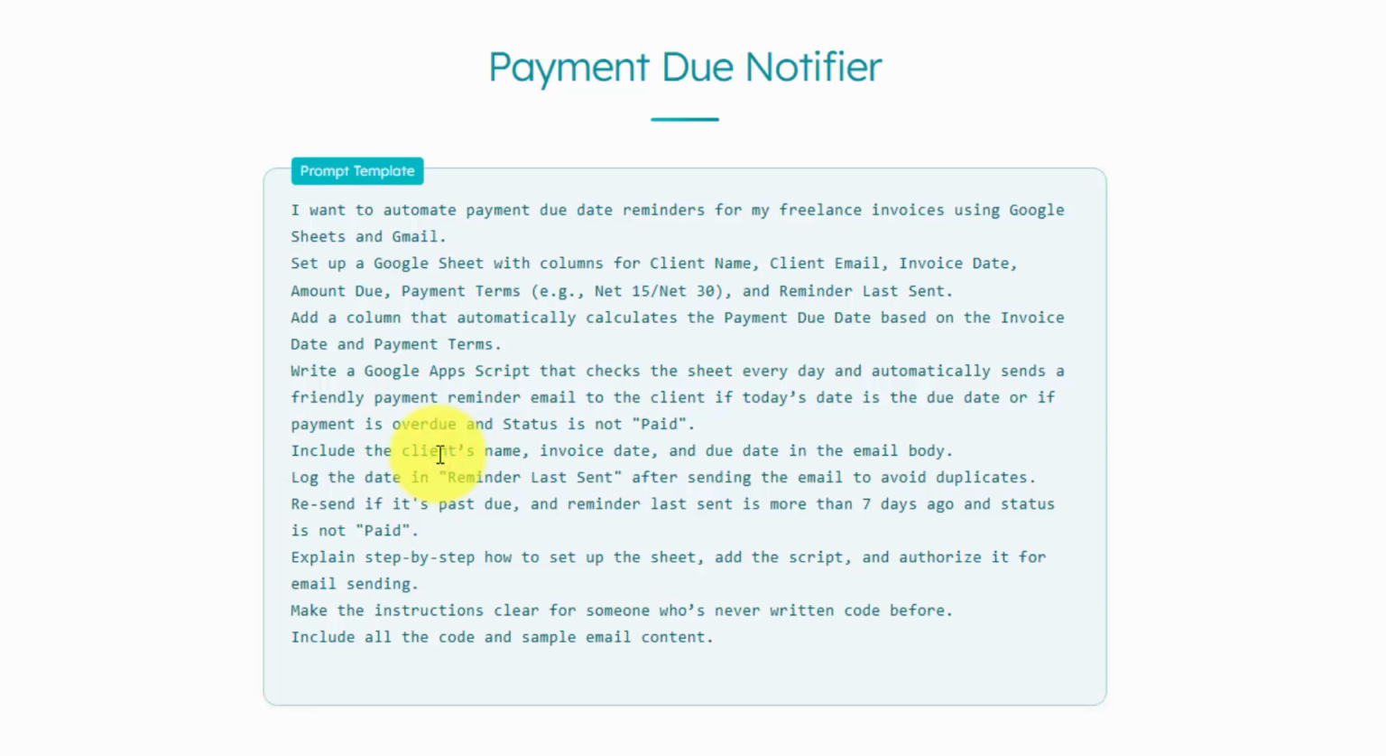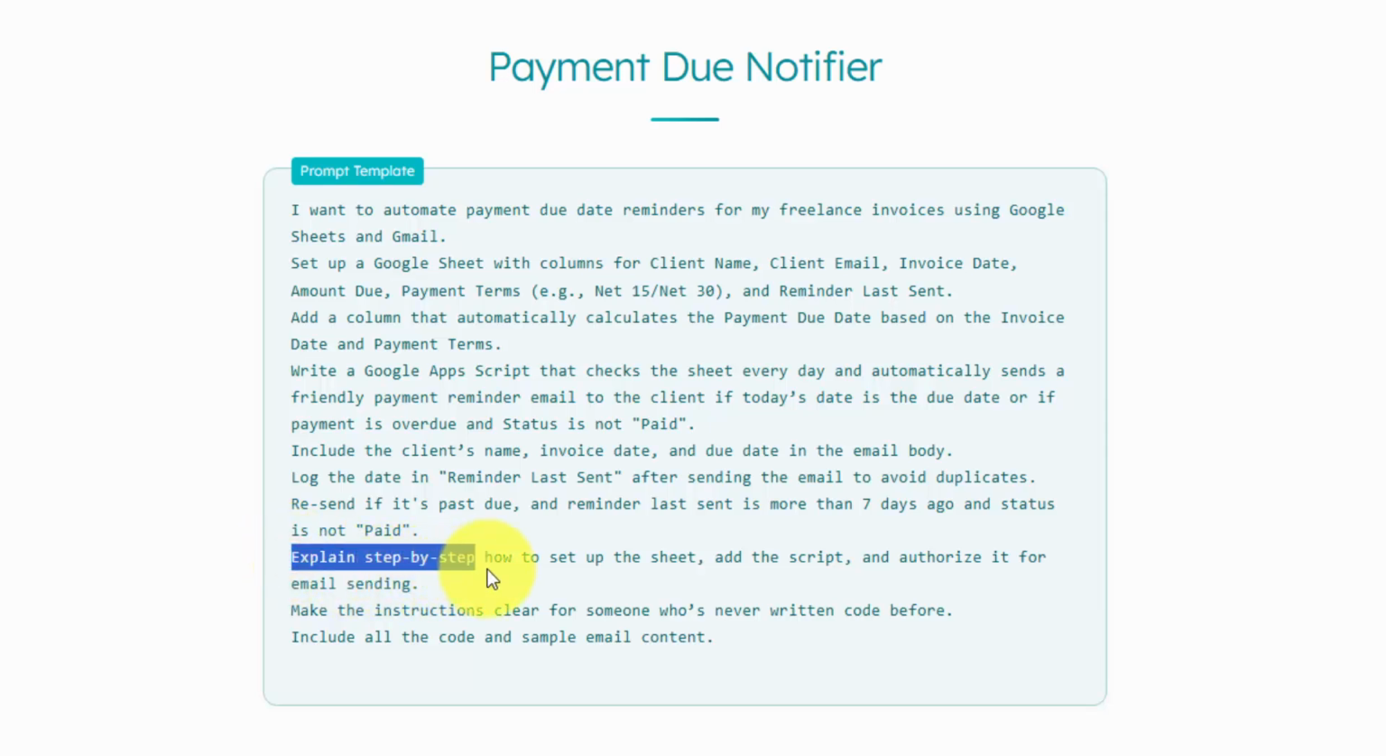And then I'm saying to include the client's name, invoice date, and due date in the email body. Log the date and reminder last sent after sending the email to avoid duplicates. And actually, this line is mentioning that we don't want to do it more than once a week. I say resend if it's past due and the reminder last sent is more than 7 days ago and status is not paid.